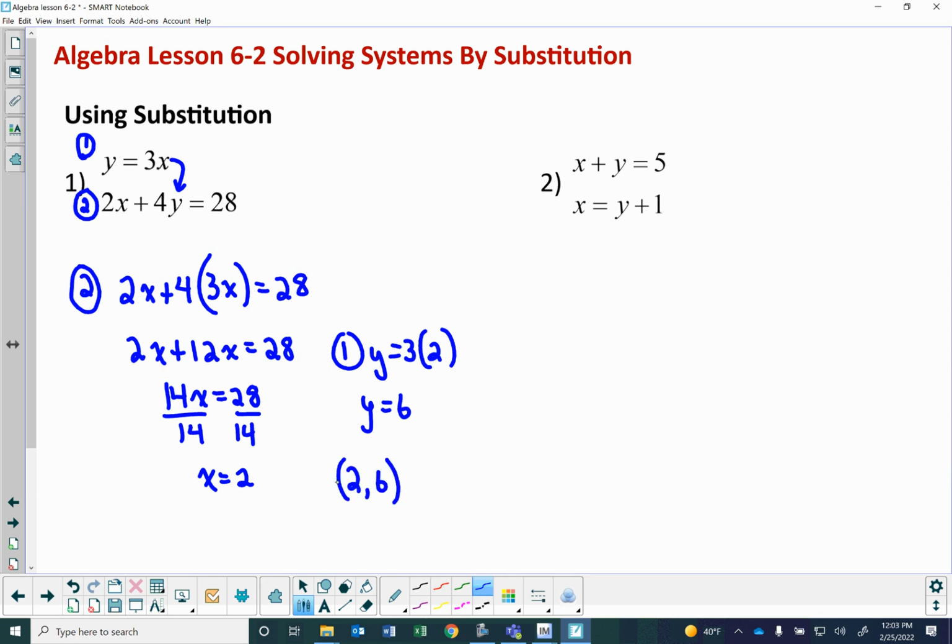Now, while I could have graphed both of these, it seems like this is a little bit on the faster side. And it's definitely easier if you end up with equations that end up having answers that are fractions or that end up to be very large numbers.